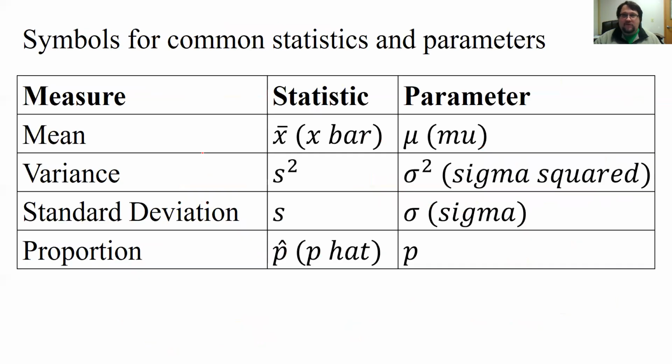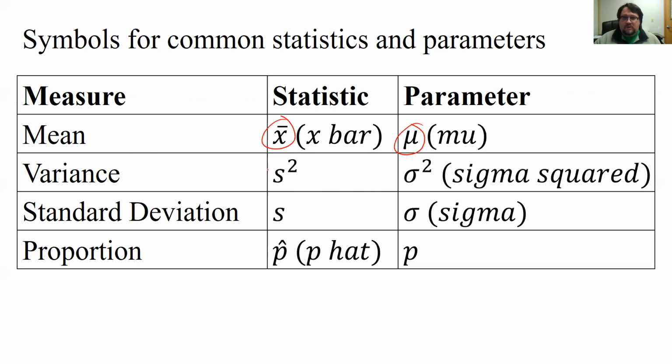So, all right, here are some common statistics and parameters that we would see. So mean, for a statistic, we say X bar, and for parameter, we use mu, the Greek letter mu. So that's mean, or what most people would think of as average, but we don't want to use that word because in statistics, average could mean mode or median as well. So we're specifically talking about mean.